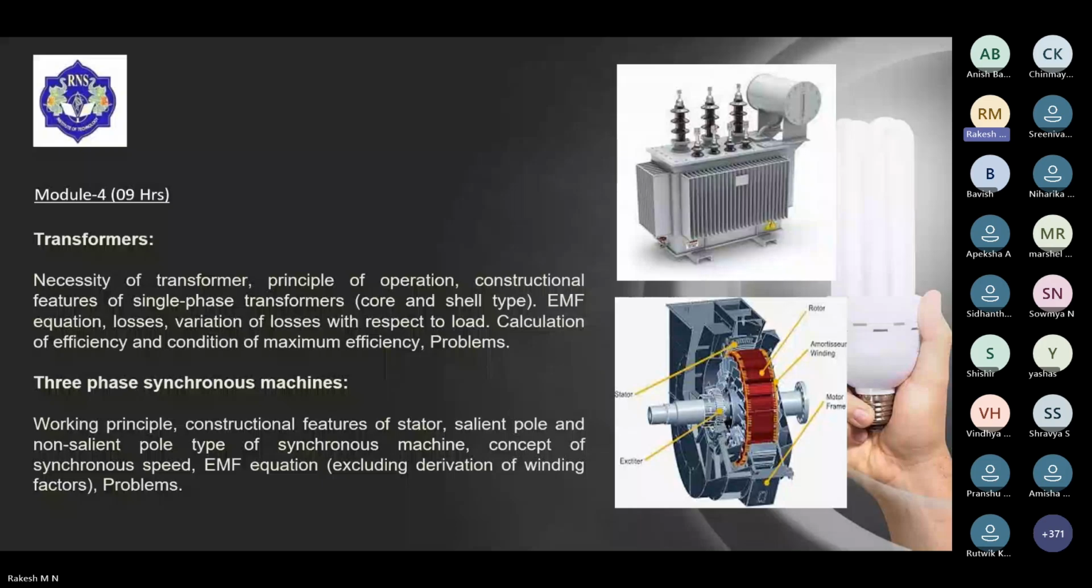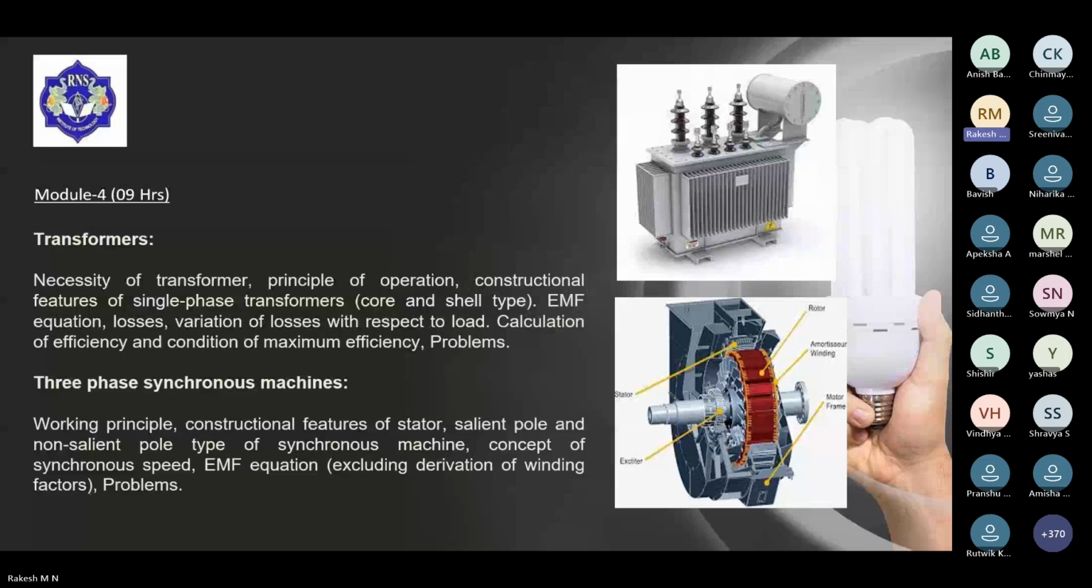And the three-phase synchronous machine. I was telling you about power generation in hydel, nuclear, etc. Power generation can happen only with the help of a synchronous machine, which is the best electrical machine used universally in all power plants to generate electricity. How it is constructed, how it works, and what types of synchronous machines are in practice in real time, etc., will be dealt with in the three-phase synchronous machines topic. That is module 4.